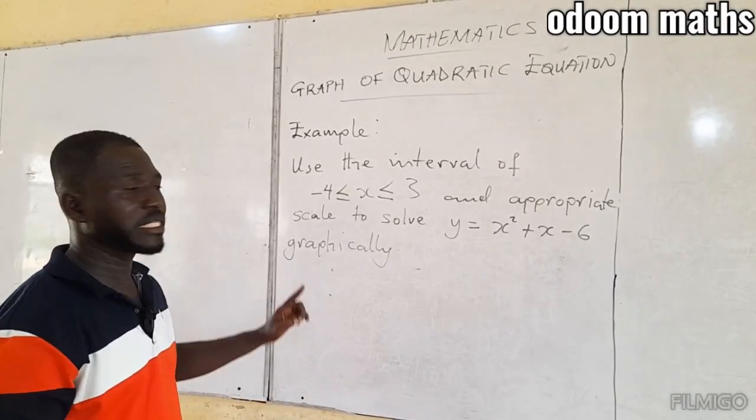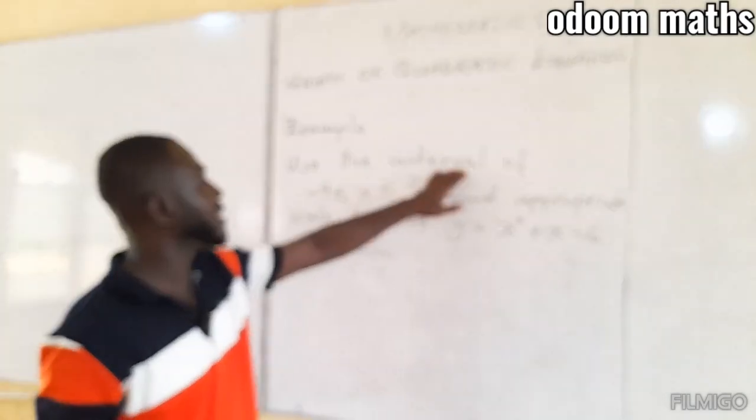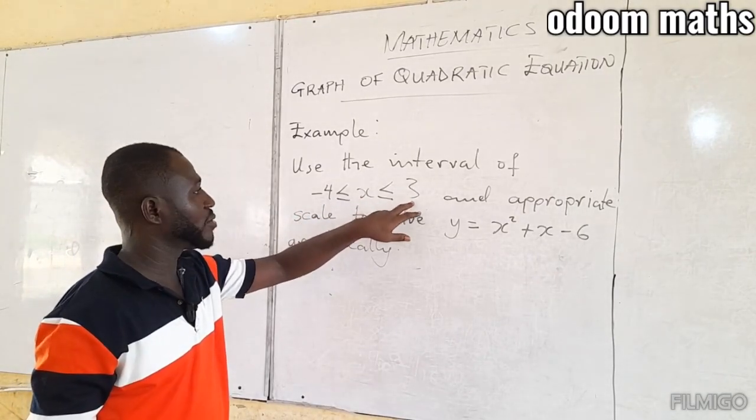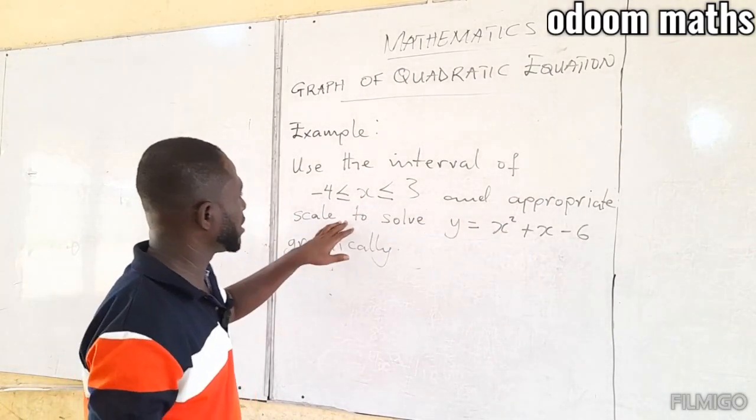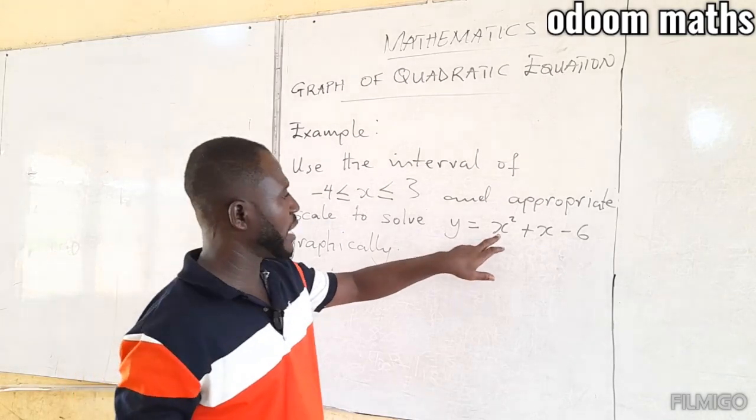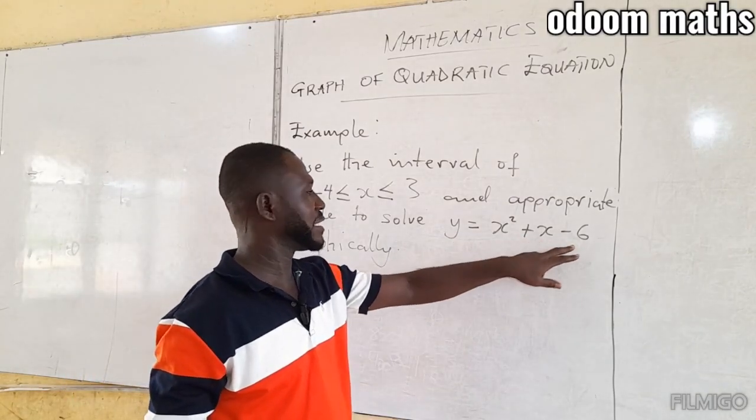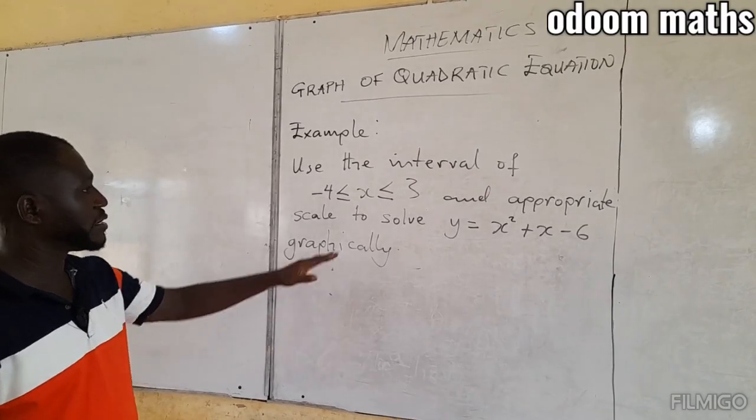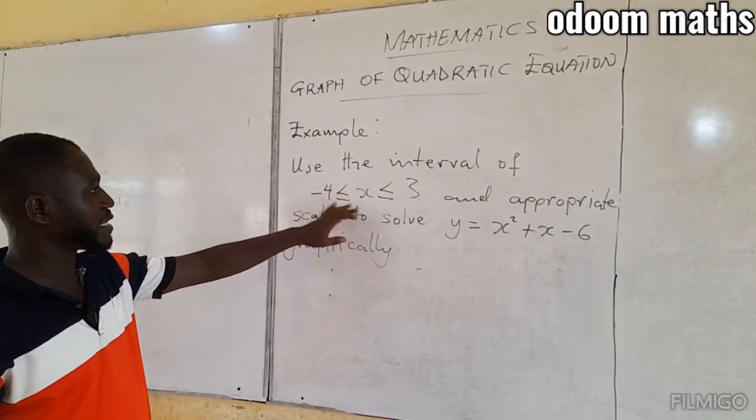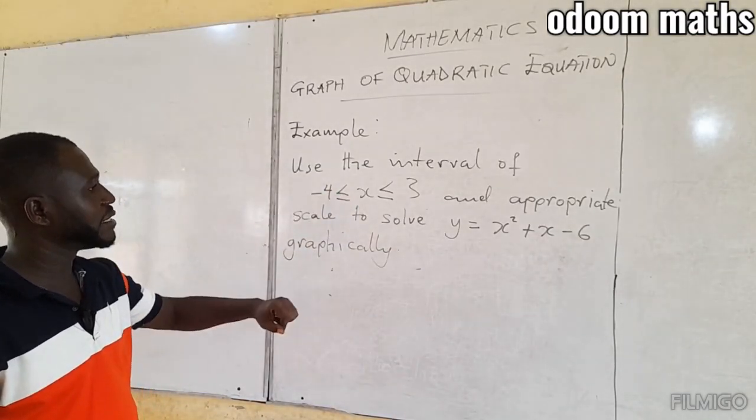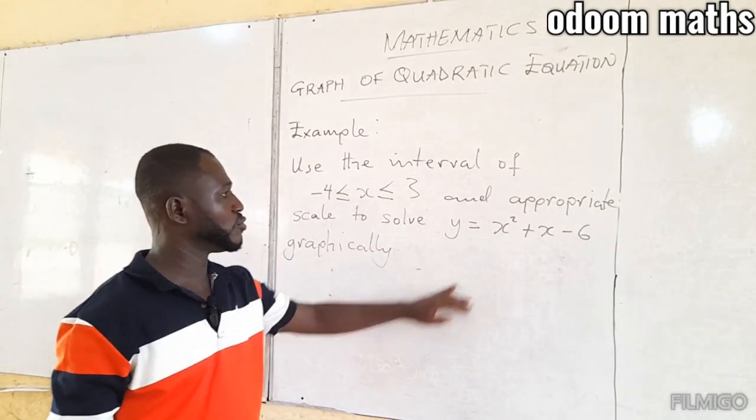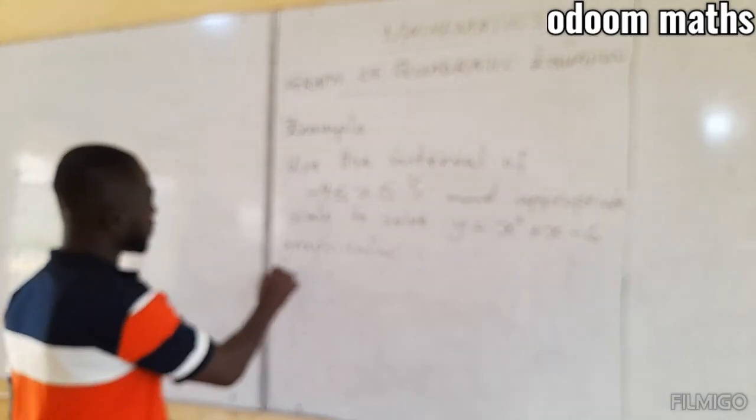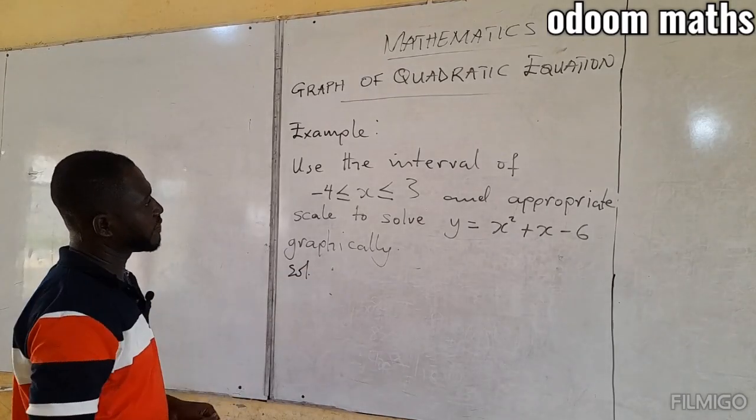Okay, so let's look at this example. Use the interval of -4 less or equal to x less or equal to 3, and an appropriate scale, to solve y is equal to x squared plus x minus 6 graphically. So the range of x has been given here, that's the interval, and this is the relation we are going to plot. Now, let me solve this, using the table first.